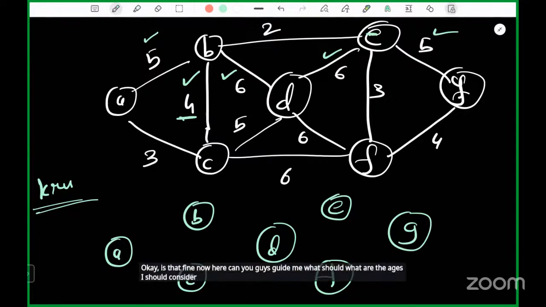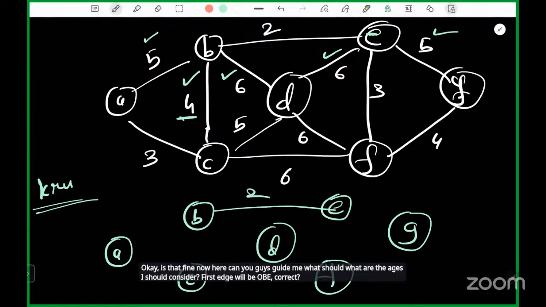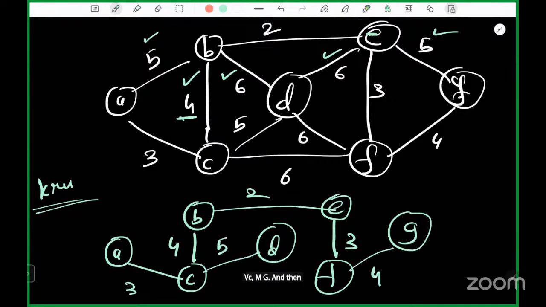First edge will be BE. BE, correct? Then E to F. E to C. Next one, C to B, B to C. Then F to G. And then C to D. C to D, correct. So ultimately, we'll get 21 only.